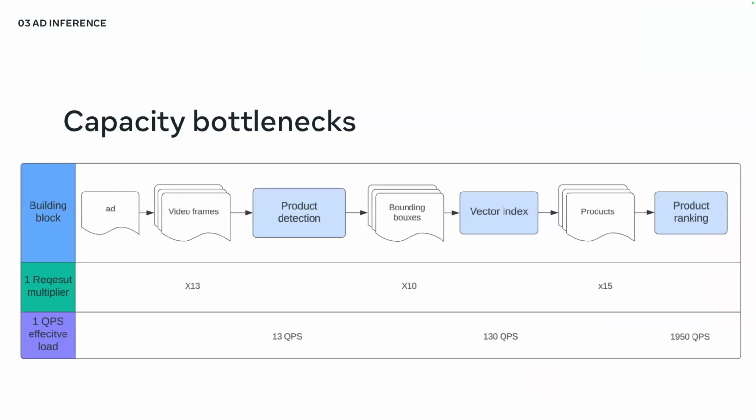Since we run it at scale, it's very important for us to understand where the bottlenecks are. Basically, given an ad, let's say it's a video ad, we extract on average 13 frames. So we need to run the object detector and embeddings extractor about 13 times per ad. The object detector detects 10 products on average. So we need to query the vector index 130 times per ad. The vector index returns 15 products per bounding box. So the product ranking should run at roughly 2K QPS.